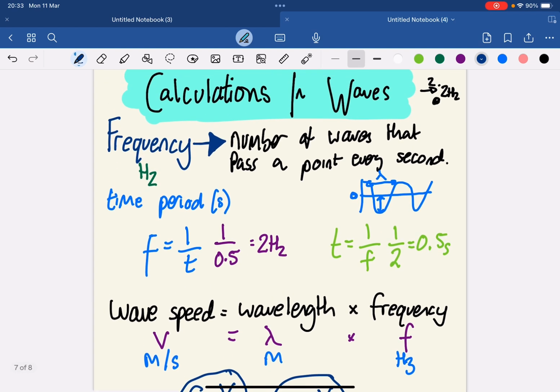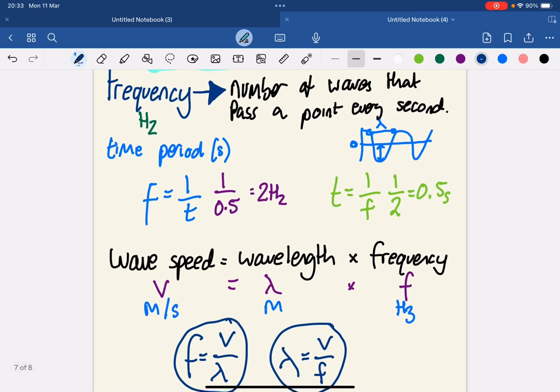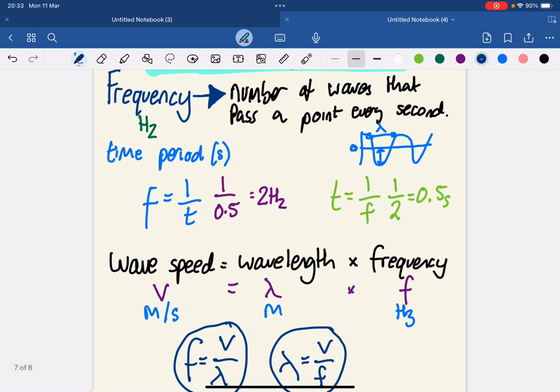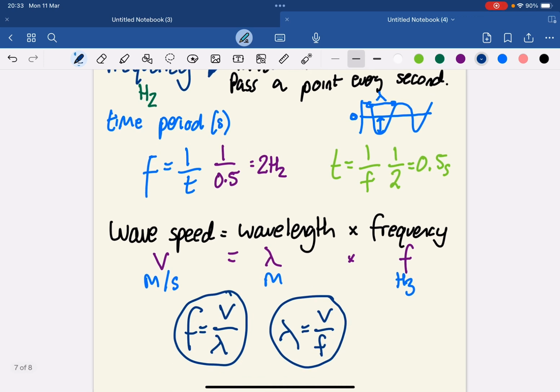So these are the calculations that you need to be familiar with, especially for waves at GCSE. Once we practice them, make them perfect, we're going to pick up 3 or 4 quite easy marks. Good luck.